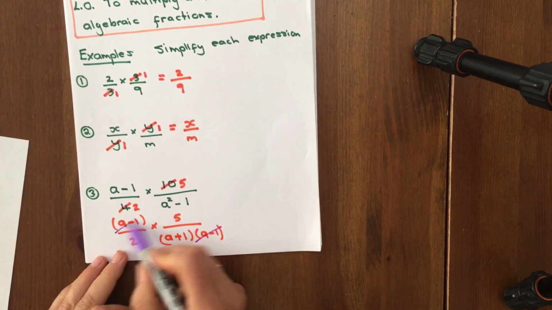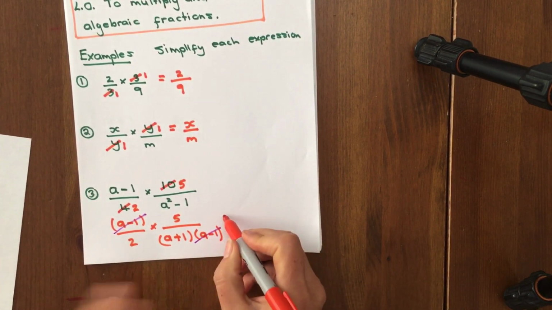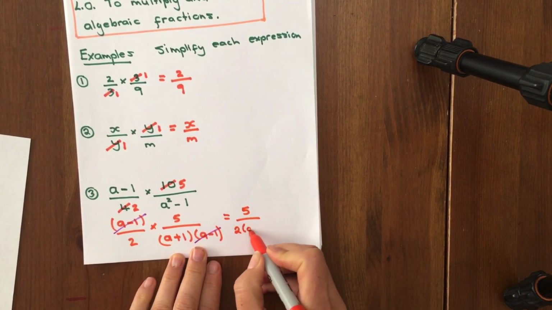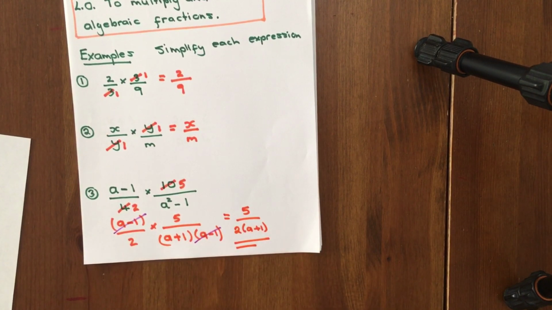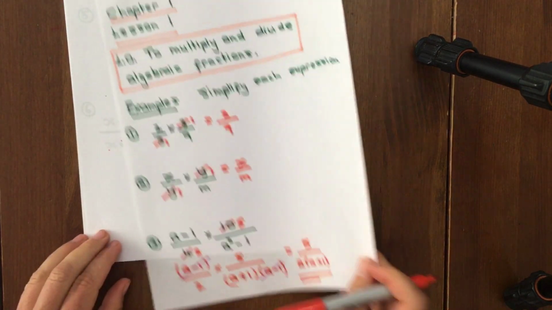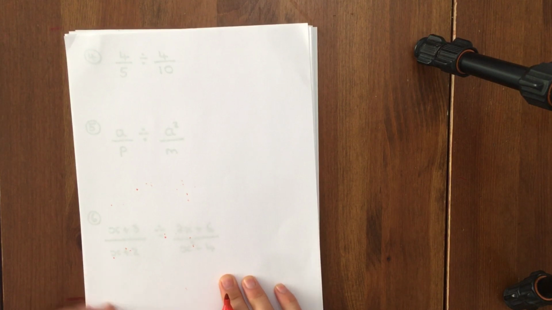As long as one's on the top and one's on the bottom, I'm fine. So on the top, I've got just 5 times 1. And on the bottom, I've got 2 lots of a plus 1. So that's my simplified expression. Simplify, it's best to keep it as brackets. Okay. I've got a couple more examples on this.